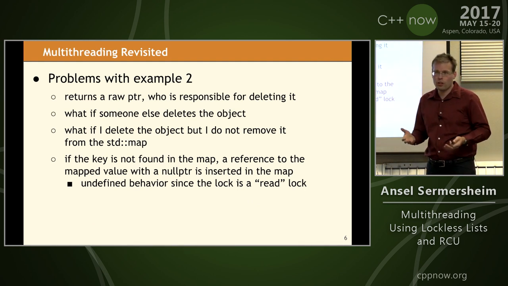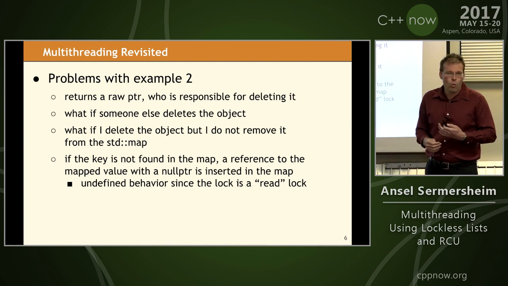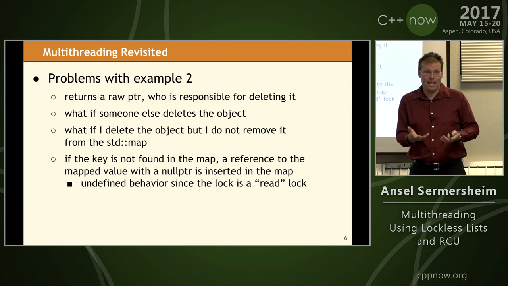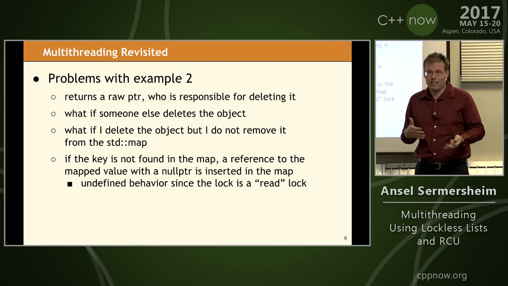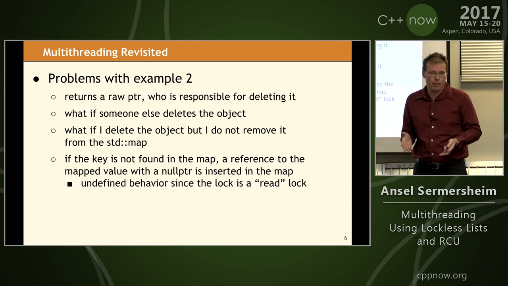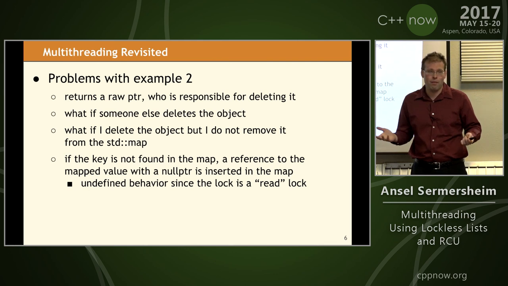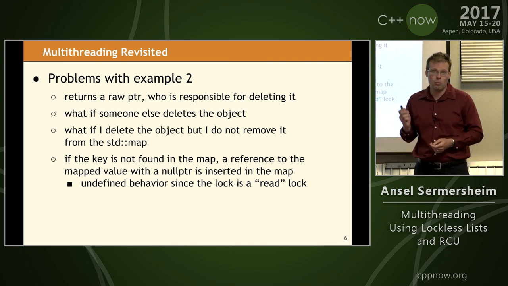This returns a raw pointer. Who's responsible for deleting it? We might want to add a shared pointer there. What if someone else deletes the object while it's in the cache? What if I delete the object but I don't remove it from the map? And the big one, if the key isn't in the map, then a null entry is inserted into the map, and we had the wrong kind of lock. We had a shared lock and we've modified data under a shared lock. And this is just undefined behavior.